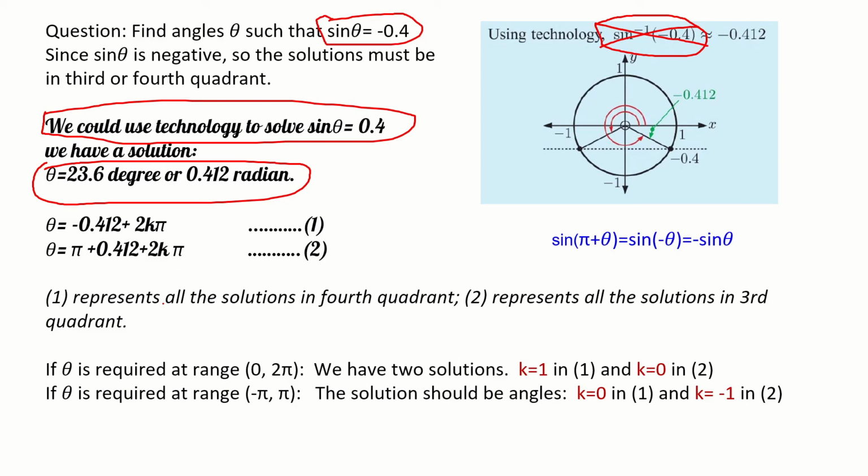Of course, there are some ranges where you need to be a bit more specific. If theta is required at the range of 0 to 2 pi, we have, of course, two solutions. K is equal to 1 in the first expression given, and k is equal to 0 in the second expression given. This is because we cannot have a negative theta if the required range is 0 to 2 pi. We cannot have a negative theta because negative is not in that range, which is why we have to add a 360 degree complete turn to artificially boost up our numerical value of our angle into this range.